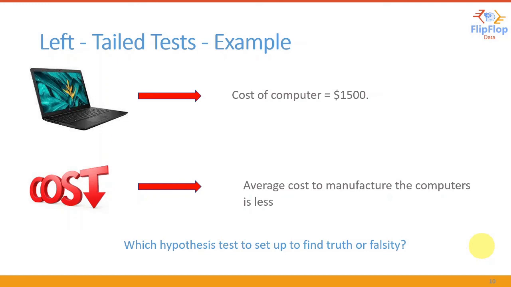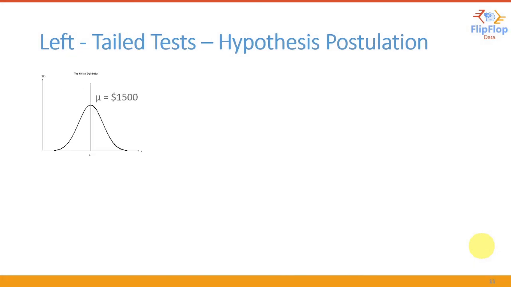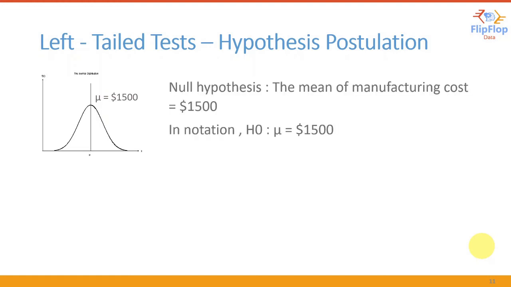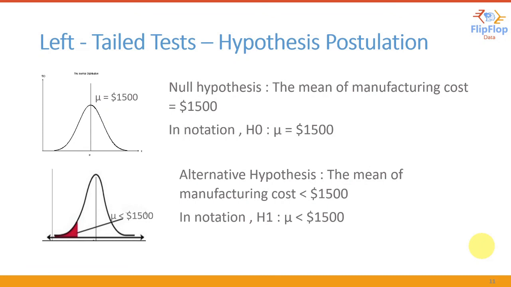So let's again represent this with a figure. So this is again our normal distribution curve where mu is 1500. So how do we set our null hypothesis? Null hypothesis is the mean of manufacturing cost is $1,500. An alternative hypothesis is the mean of manufacturing cost is less than $1,500. Because we consider as per our example that we spend less than the actual cost.